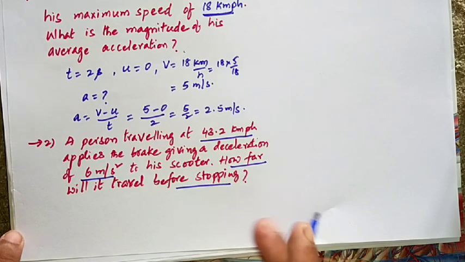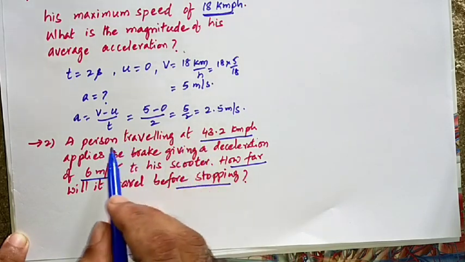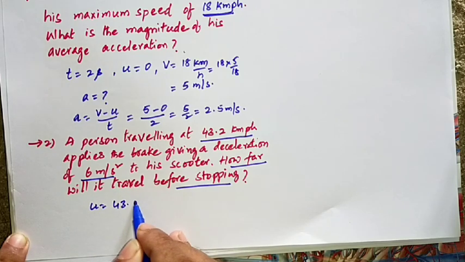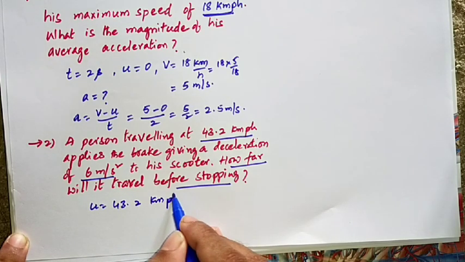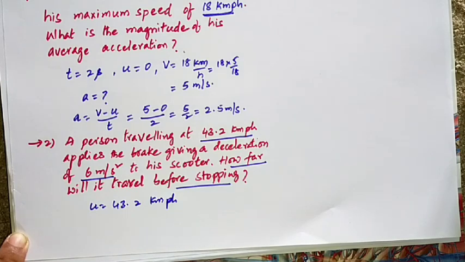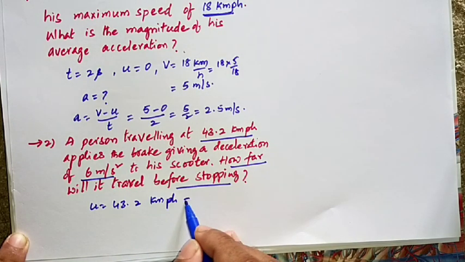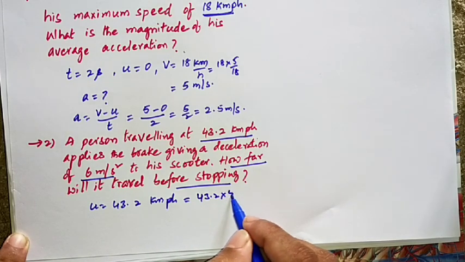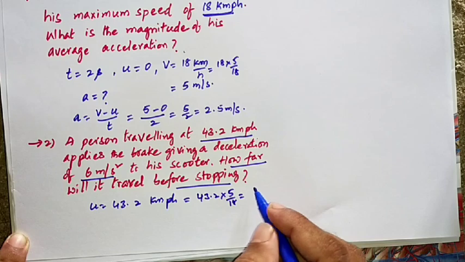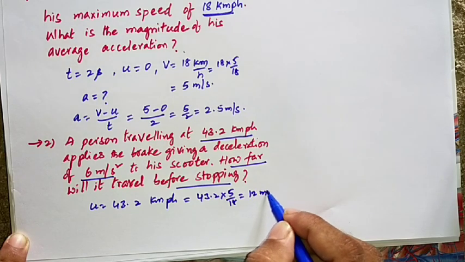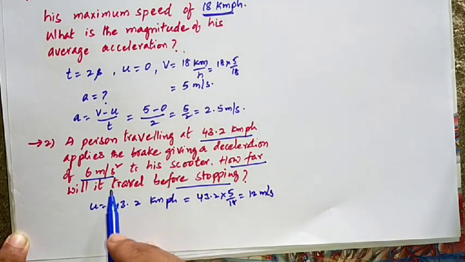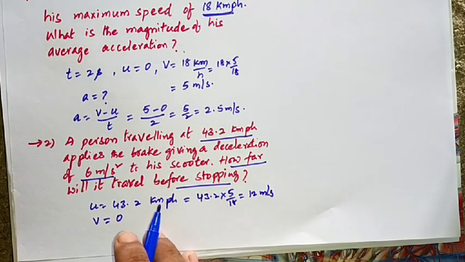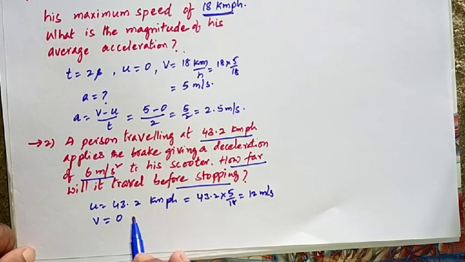Clear? Yeah. Now see that here what is given? Initial velocity is given. How much? 43.2 km per hour. If you convert this into meter per second, 43.2 into 5 by 18, that is 12 meters per second is the initial velocity. And before stopping means final velocity is how much? 0. So final velocity is 0.